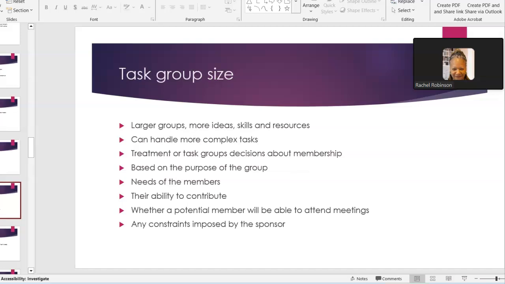So for a task group size, larger groups are great because there's more synergy, more opportunities to toss out ideas, et cetera, in terms of complex tasks. They can be achieved more effectively. Once again, though, it depends on the purpose of the group and the needs of the members and how they're able to contribute.